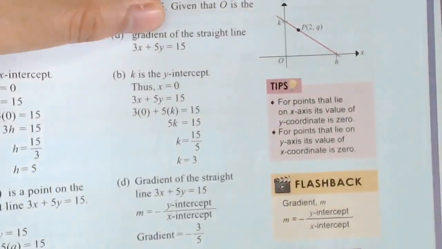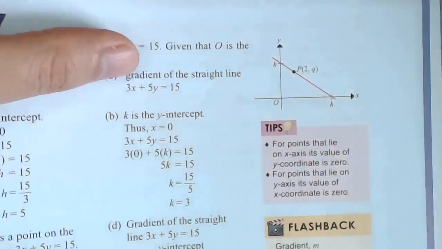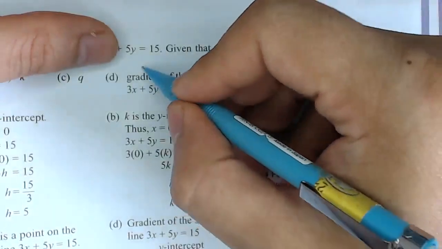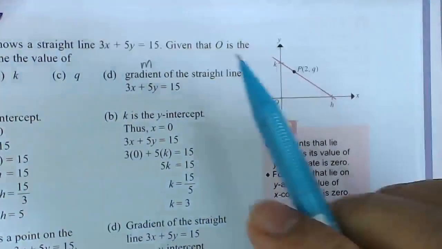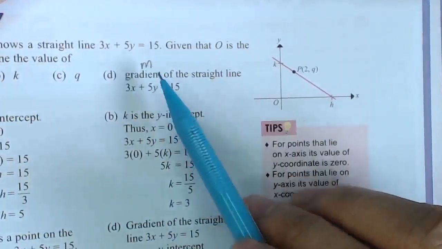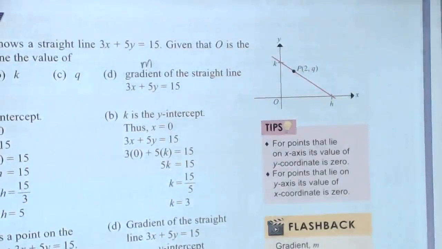D. How about D? Gradient of the straight line. Okay. Find the gradient. The symbol is M. The label is M. How to find this gradient from this straight line? There can be many ways.